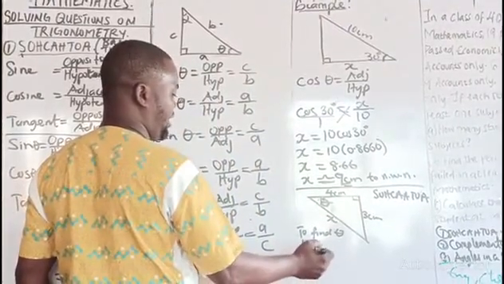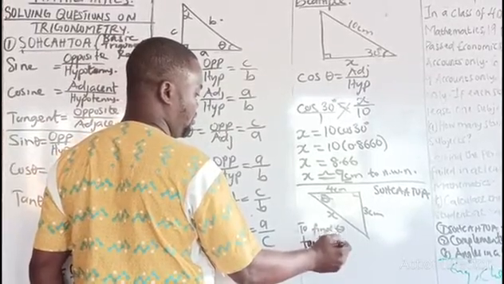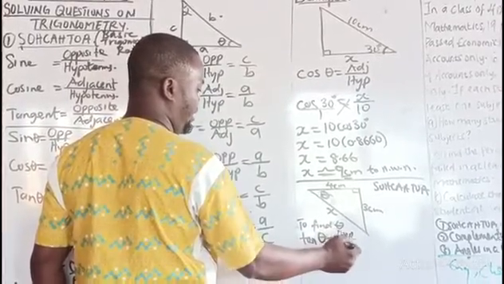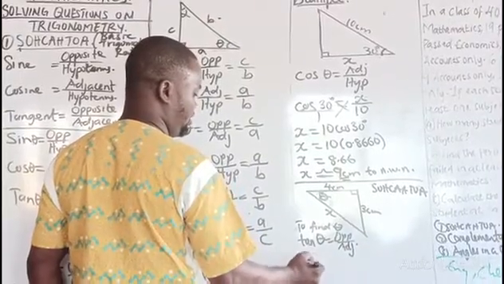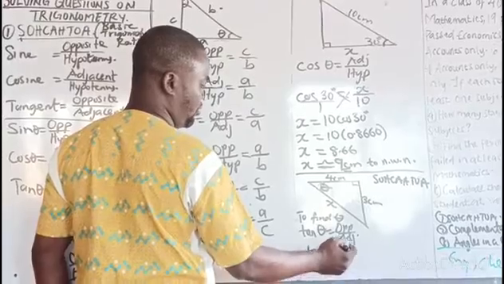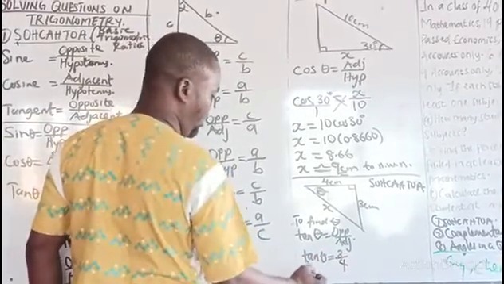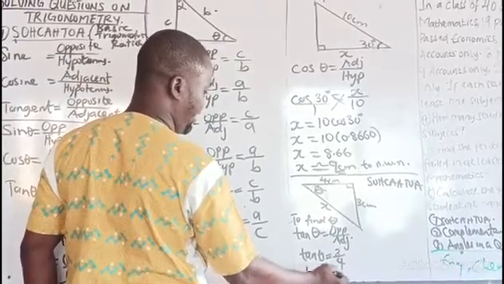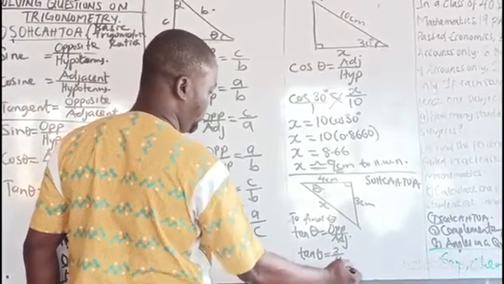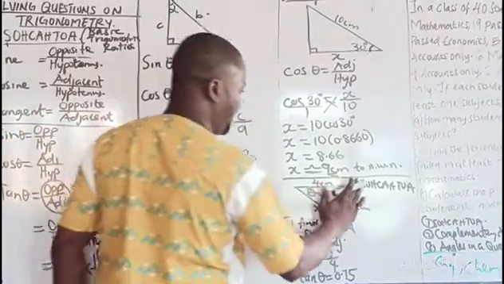So we say tan theta equals to what? Opposite over adjacent. And that will give us tan theta equals to what? 3 over 4. Which means that tan theta equals 3 over 4, which is 0.75. Okay?